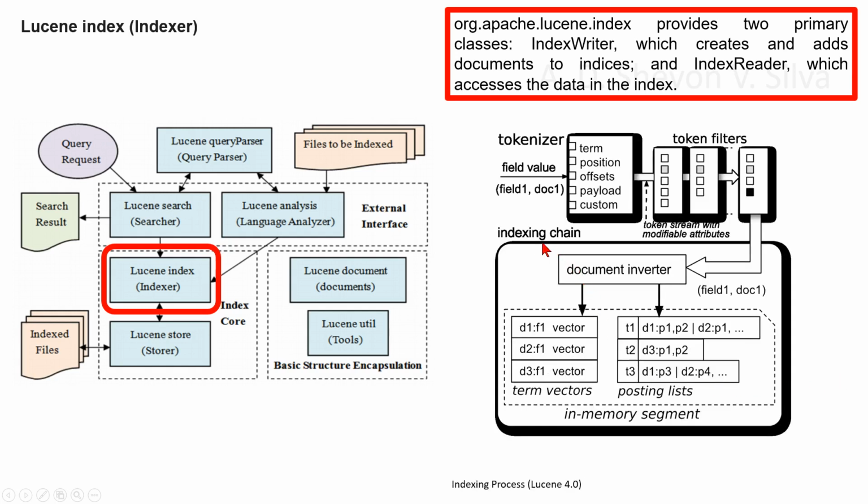Here you can see the indexing process, and here we are considering Lucene 4.0. The resulting token stream is finally processed by the indexing chain.